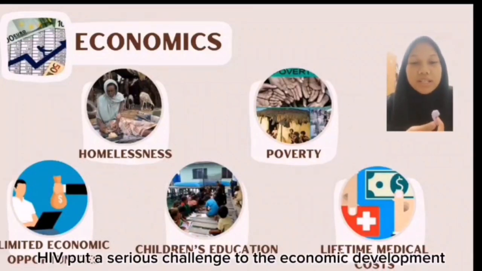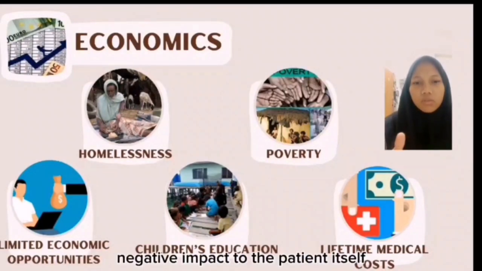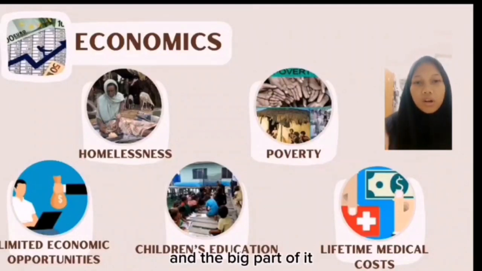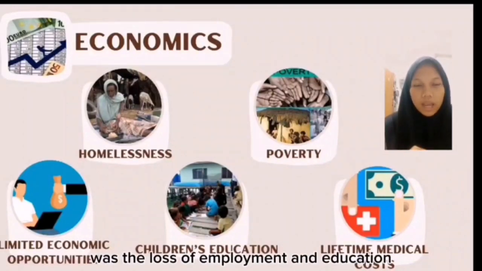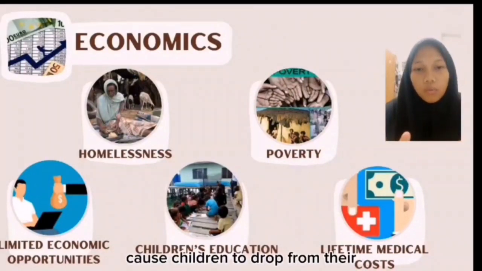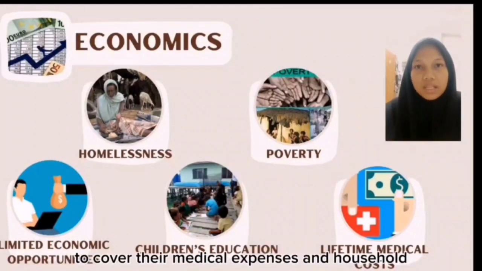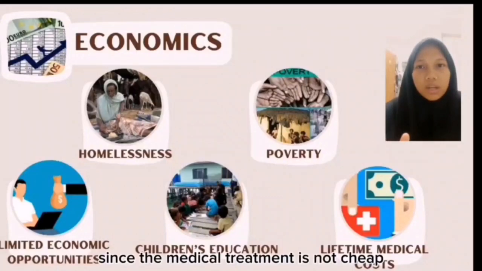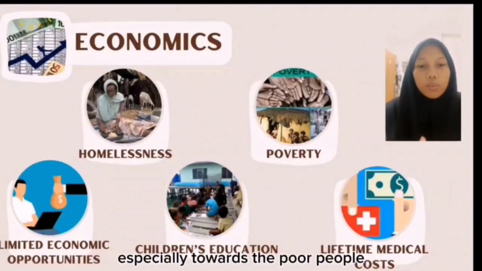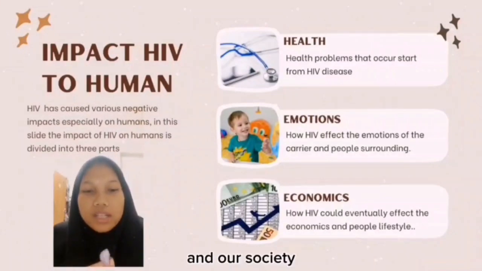Lastly, HIV puts a serious challenge to economic development. Social stigma on the HIV patient has led to a variety of negative impacts on the patient, and a big part of it was the loss of employment and education. This type of discrimination caused children to drop out of school and find early employment to cover their medical expenses and household, since the medical treatment is not cheap, especially for poor people. So, these are some of the examples of how HIV has affected human life and our society.